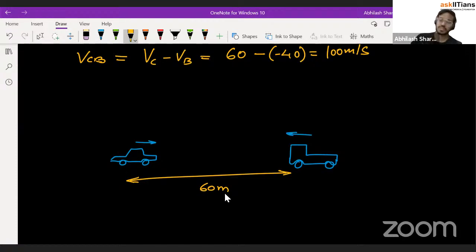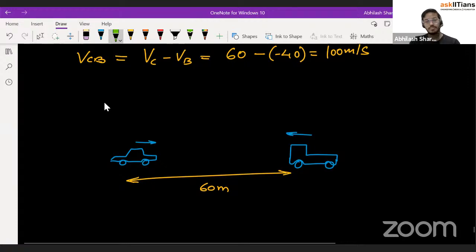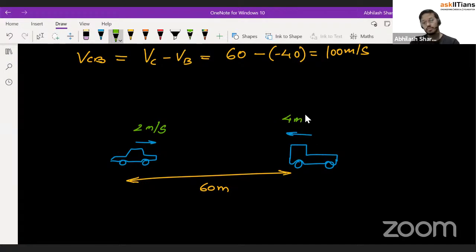60 meters distance is there. The car is moving with 2 meters per second, while the truck is moving with 4 meters per second. Now, let's say the moment they are here, 60 meters apart, the moment they start, we will be counting the time. So when they started, our stopwatch was showing 0. The moment they started to move, we started the clock.